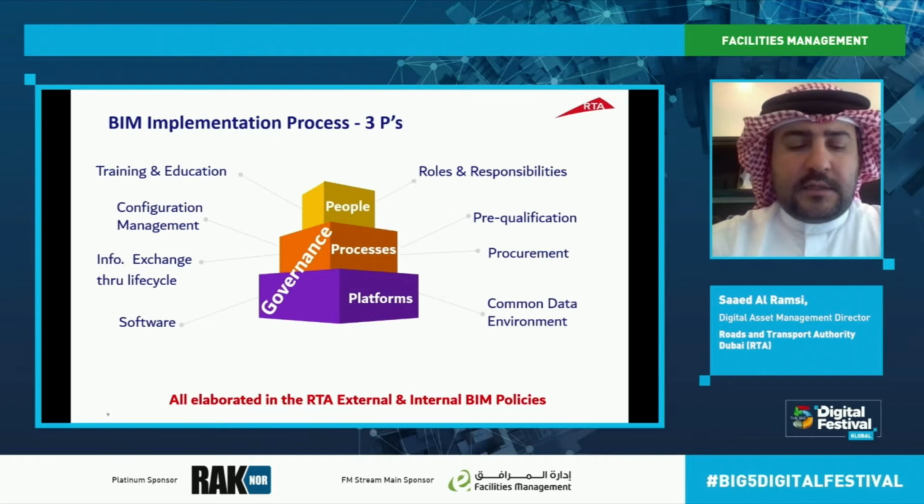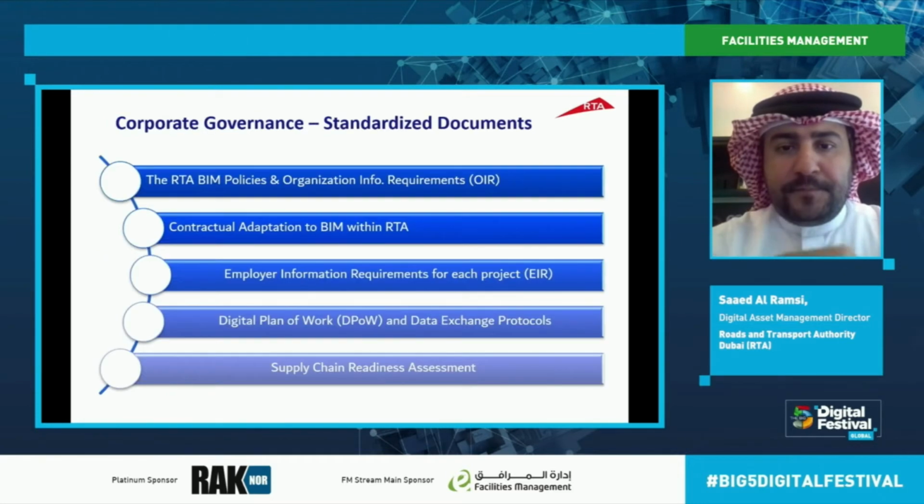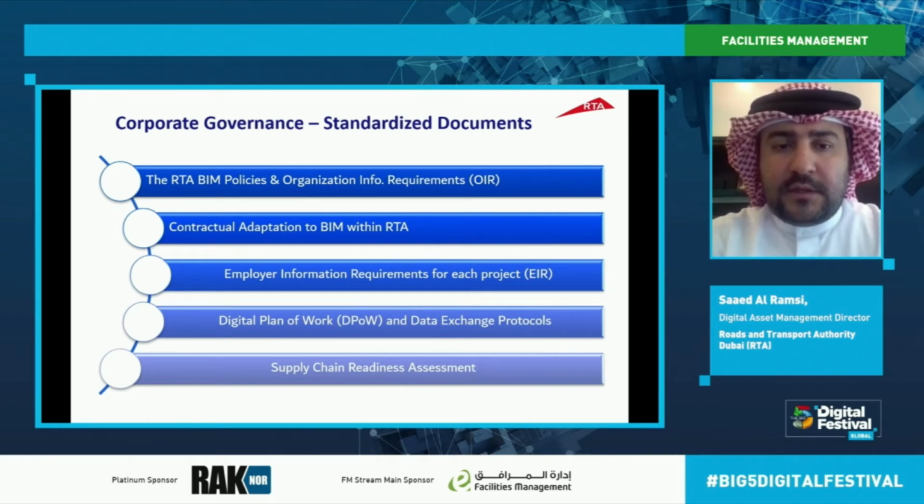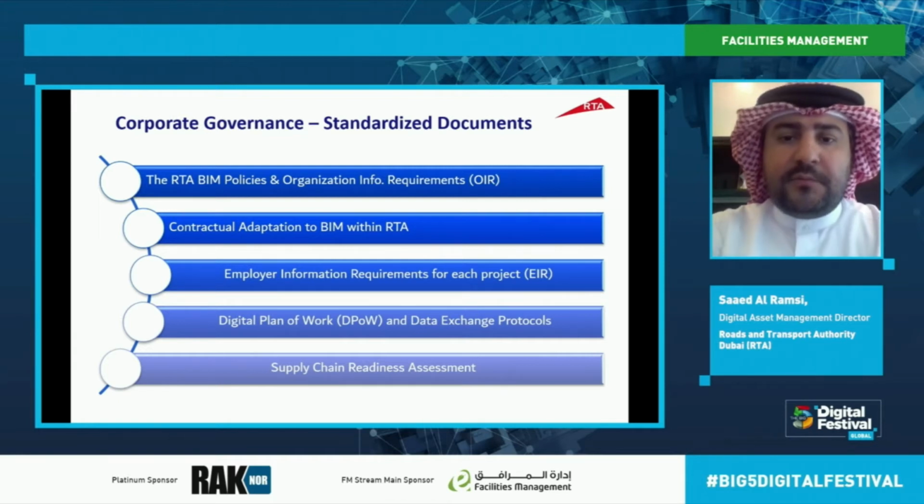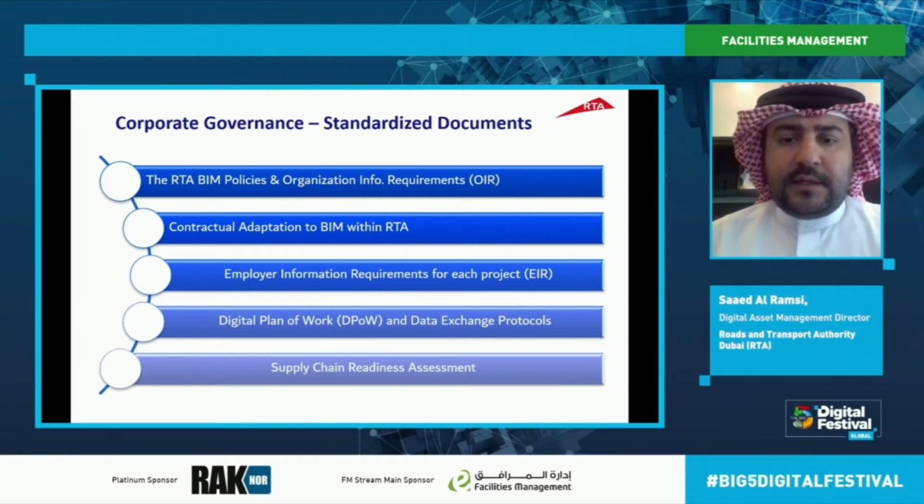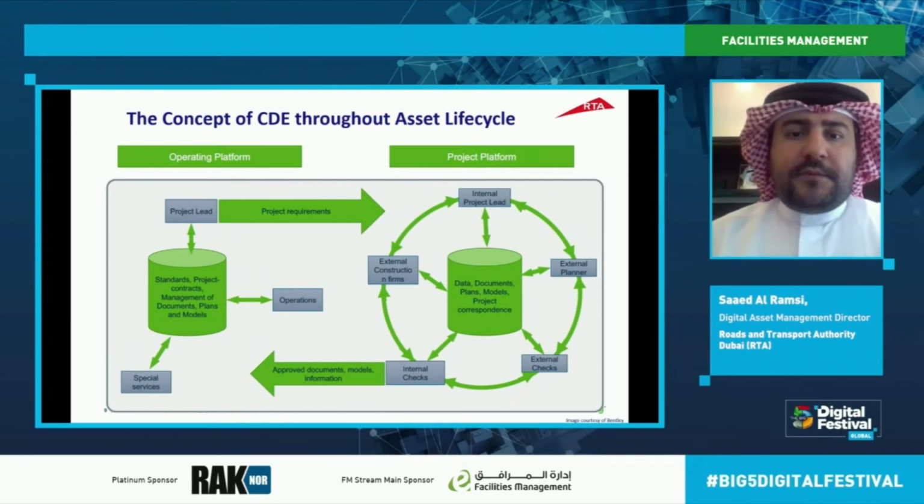These are all explained in our policies, the internal and external policies of BIM. Corporate governance standardization documents. These are the documents that we created and we are following in RTA: the RTA BIM policies and organization info requirement. We have the contractual adaptation to BIM within RTA. We have the employer information requirement for each project, digital plan of work and data exchange protocols, and we have the supply chain readiness assessment.